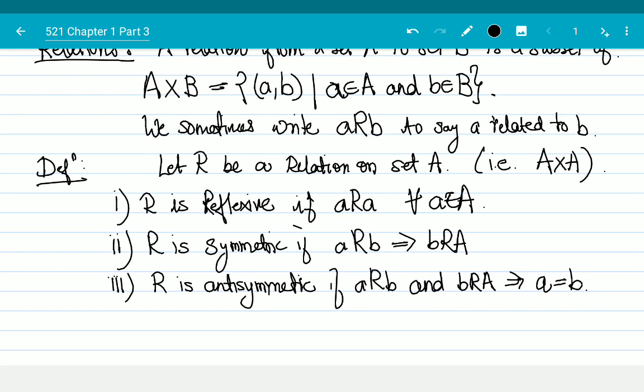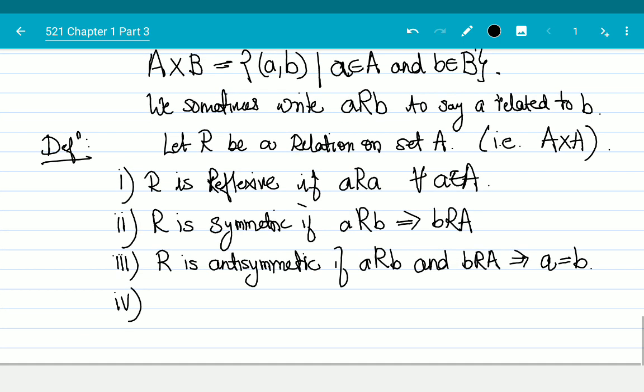So R is anti-symmetric if whenever you have A related to B and B related to A, they have to be equal. So if there are two different A and B, only one of the two should be true: either A is related to B or B is related to A. An example of this is the relation A is greater than or equal to B. The only time that is possible is if A is greater than or equal to B and B is greater than or equal to A, then A has to be equal to B.